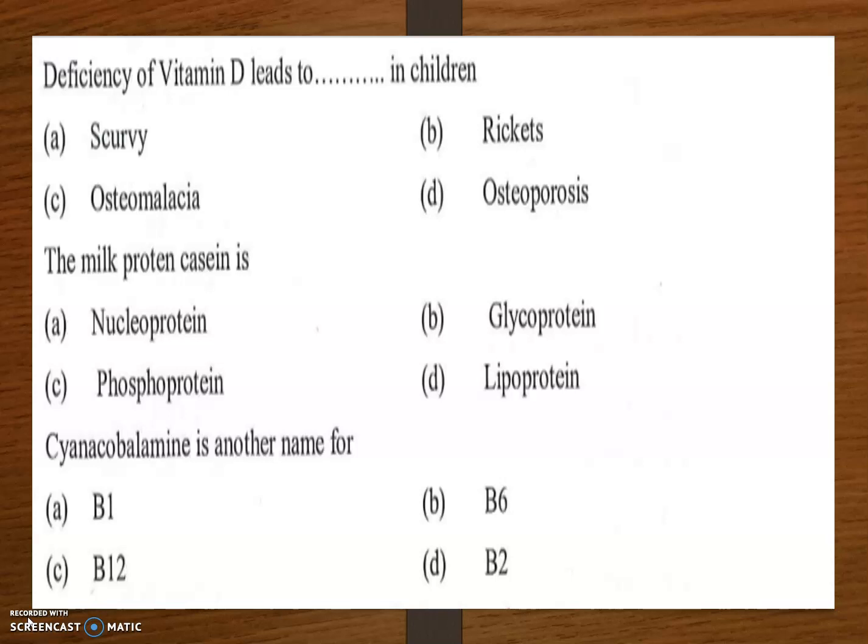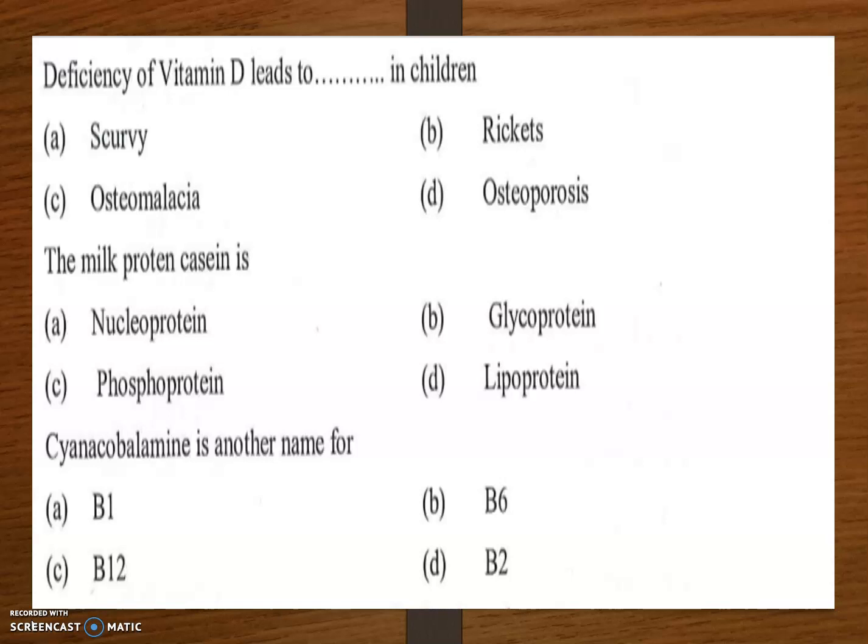Cyanocobalamin is another name for. The answer is option C, vitamin B12. The other name of vitamin B12 is cyanocobalamin. The other name of vitamin B1 is thiamine. The other name of vitamin B6 is pyridoxine and the other name of vitamin B2 is riboflavin.